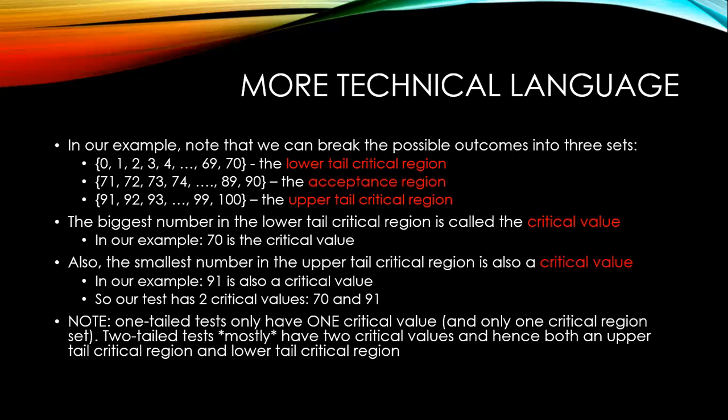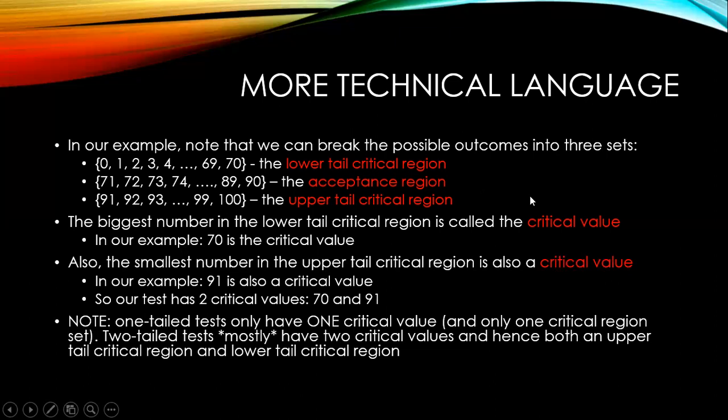In our test, we could have just ignored this upper tail critical region. We could have just said, okay, so 71, 72, all the way up to 100, that's in our acceptance region. We could have decided that. There's nothing stopping us from deciding that. But in this hypothesis test, we decided to have 2 tails to the critical region. So the lower tail critical region and the upper tail critical region.